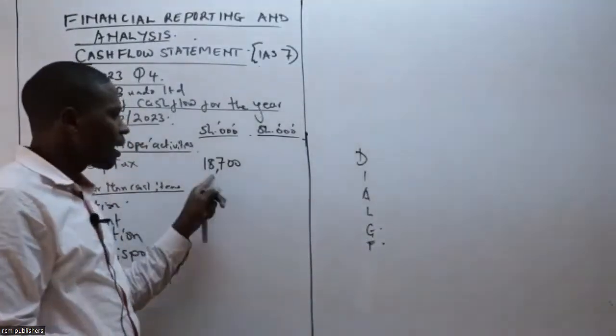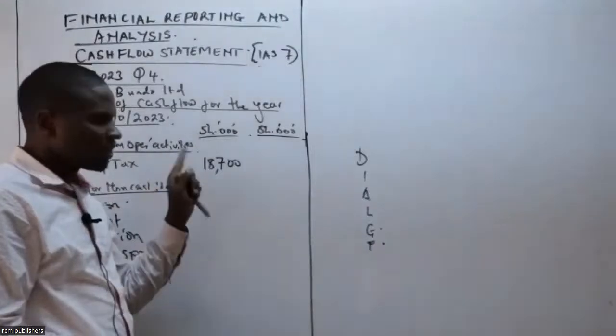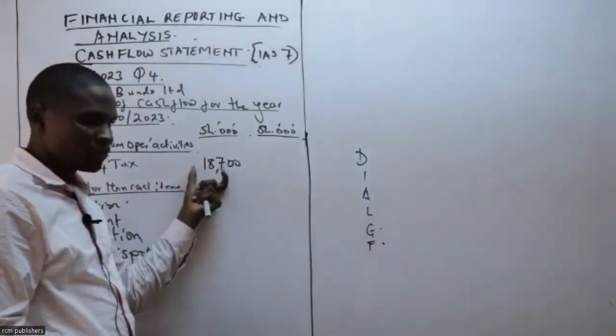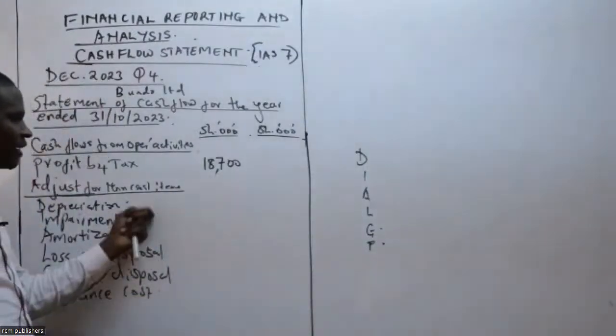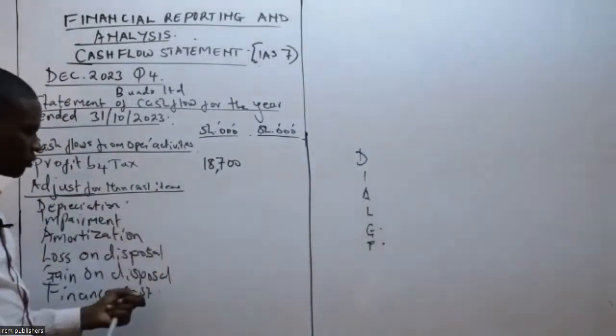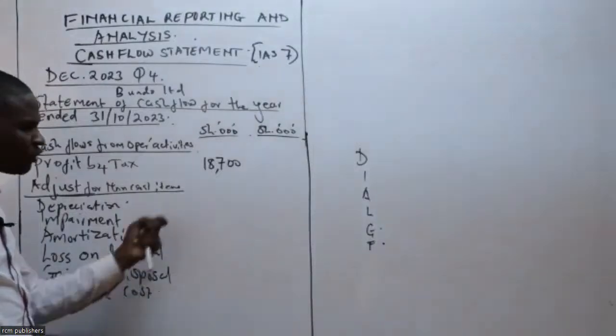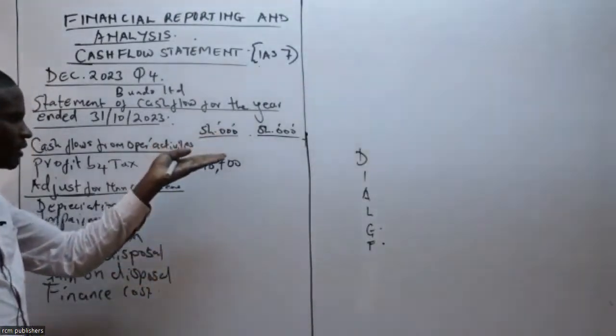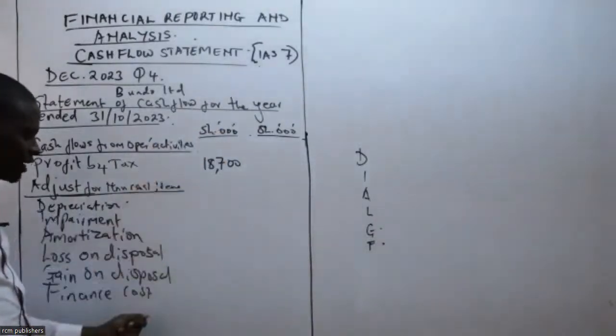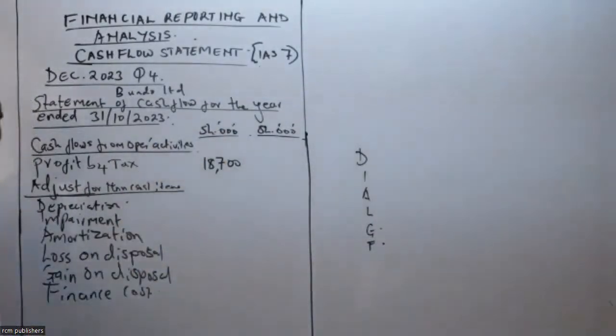Whatever happened for us to arrive at this profit, we first of all have to check whether there is an item that was involved here. When you check our profit, above our profit before tax, can you see any item that is reflected here?